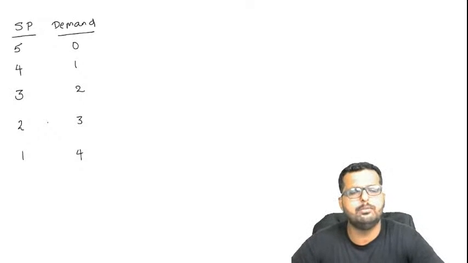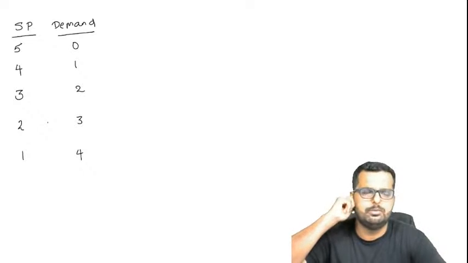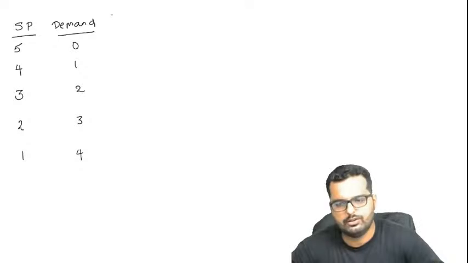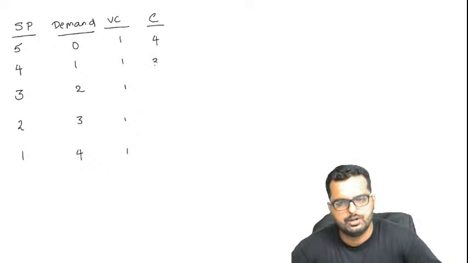For every 1 rupee change in the price, there is a 1 rupee jump in the demand. Now, if this is the scenario, assume that the variable cost I am taking is 1 rupee for making a cutlet. Variable cost will remain the same. What will be the contribution I will make over here? 4 rupees, 3 rupees, 2 rupees, 1 rupee, and here it will be 0 rupees.